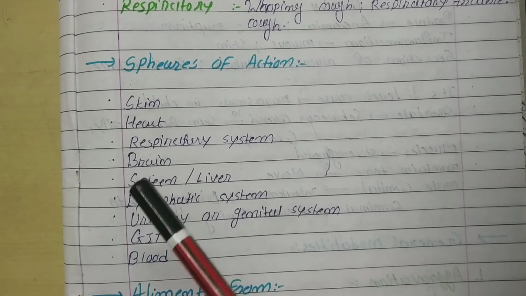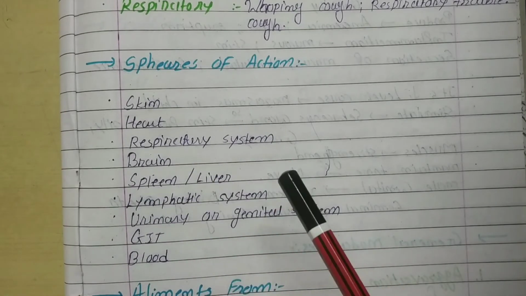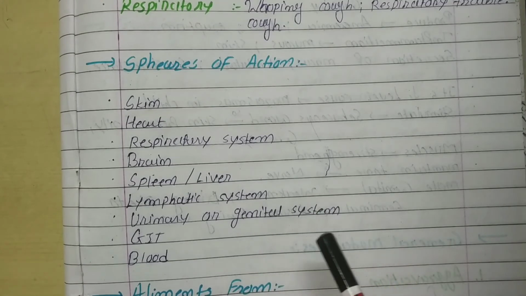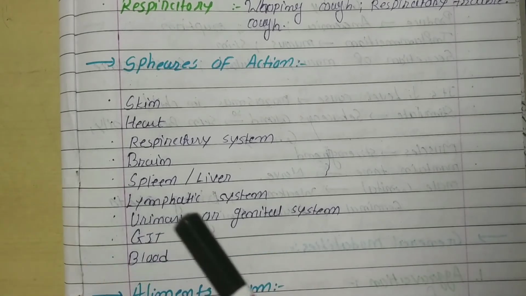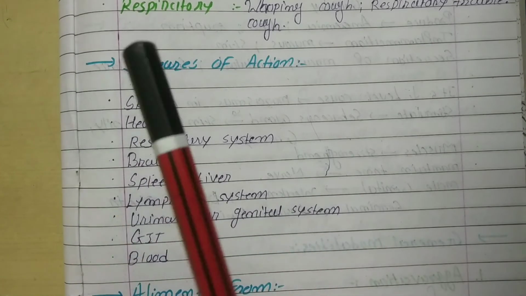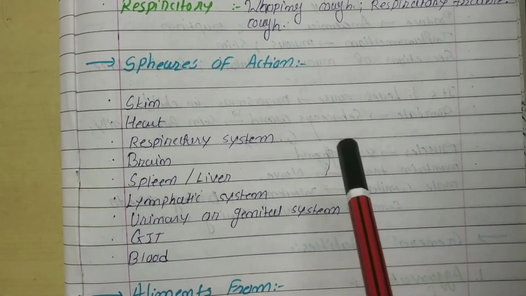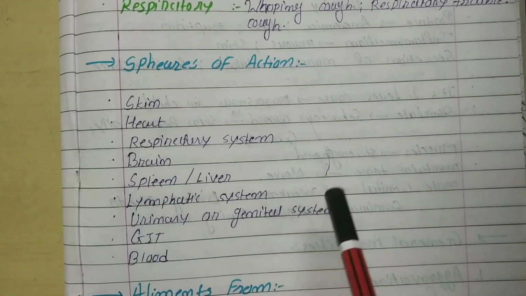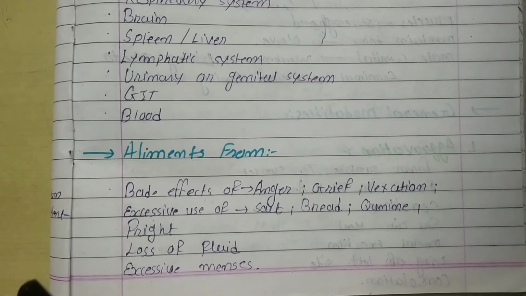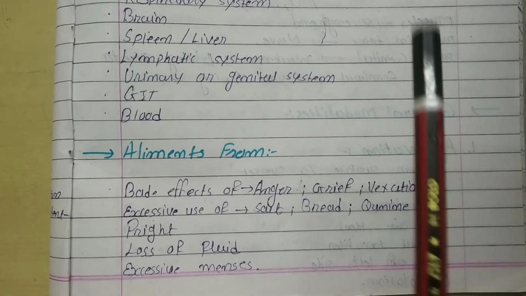So in this sphere of action, again, skin, heart, respiratory system, brain, spleen, liver, lymphatic systems, urinary and genital systems, and the GIT and blood. So it is mainly the sphere of action on this, but it is a particular polychrest remedy, so generally it acts on all the systems of our body.